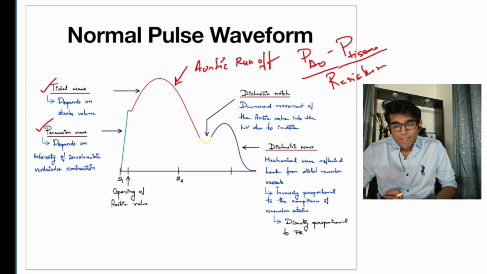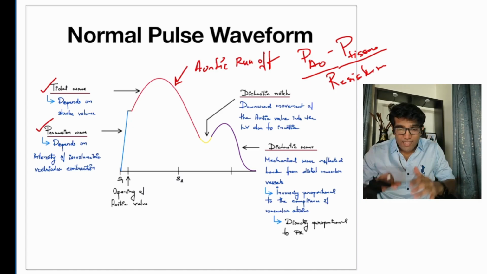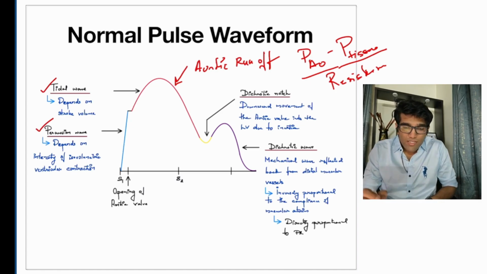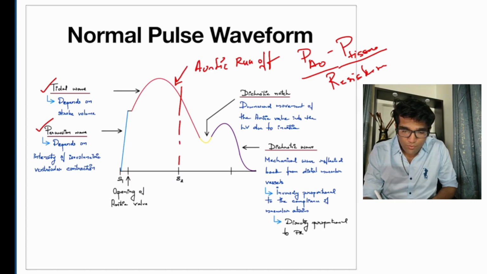Okay, this is what we call the tidal wave, and that is what results in a descent of the tidal wave. So as you can see, the descent of the tidal wave passes through the S2 sound, that is the closure of the aortic valve.